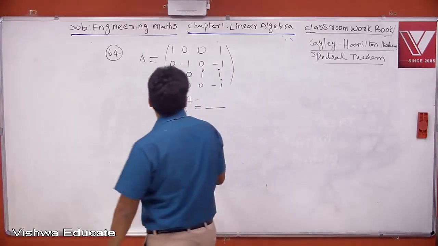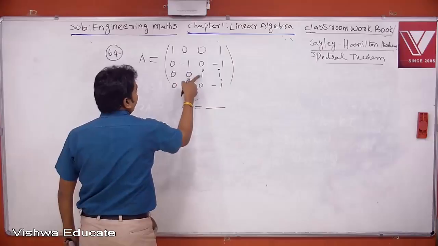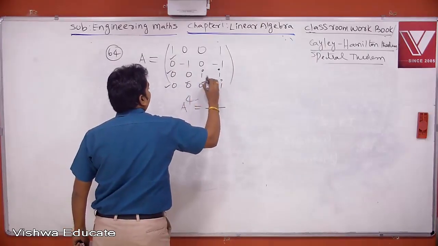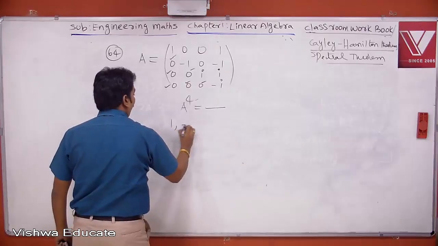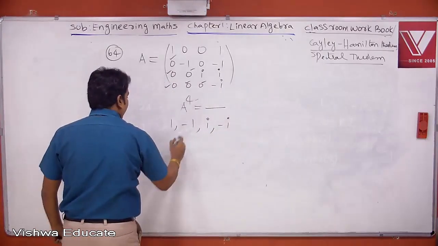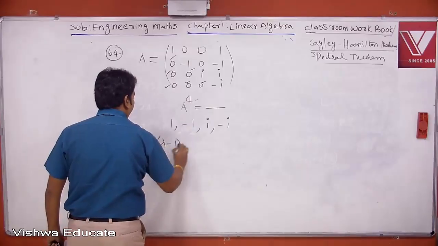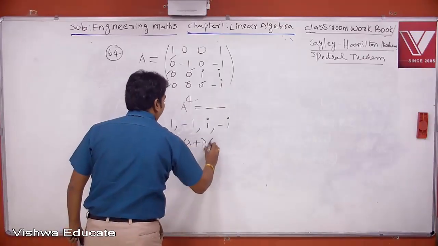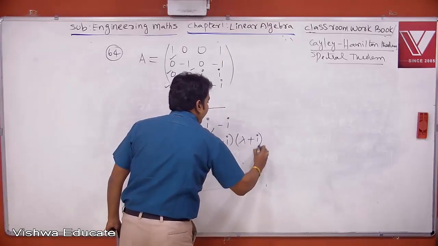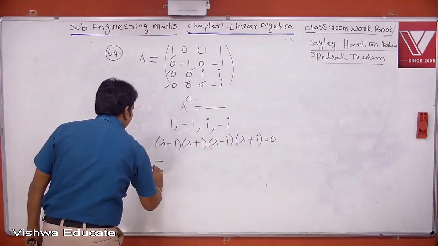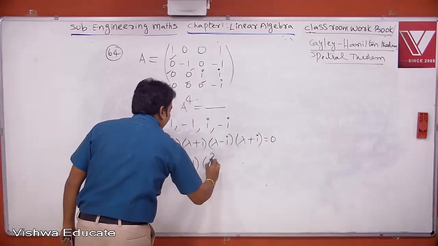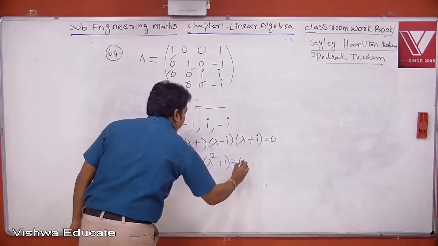Let us see. Here what are my diagonal elements? 1, minus 1, i, minus i. All elements below diagonal are 0. Therefore my eigenvalues are 1, minus 1, i, minus i. Therefore its characteristic equation is lambda minus 1 into lambda plus 1 into lambda minus i into lambda plus i equal to 0. Now simplify this. This is lambda square minus 1 into lambda square plus 1 equal to 0.